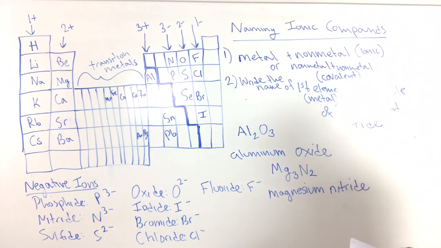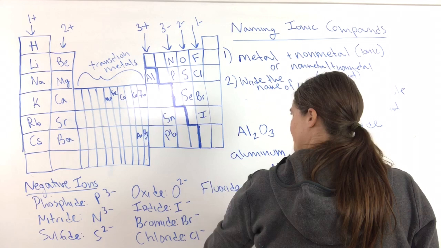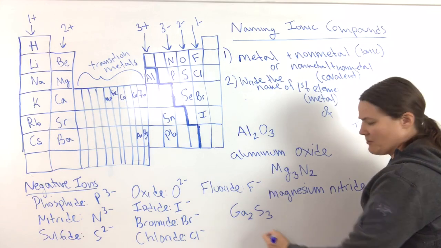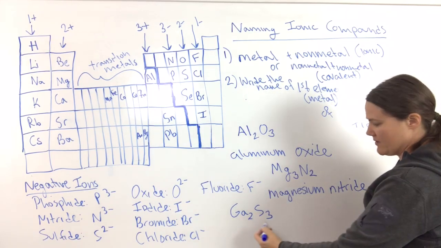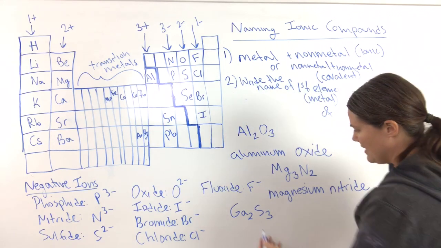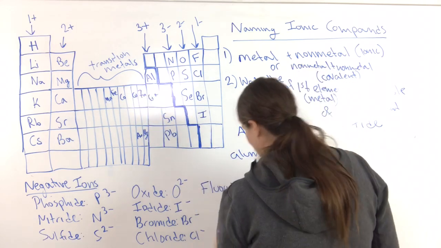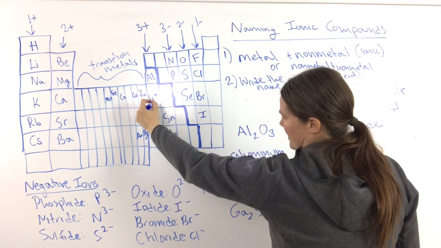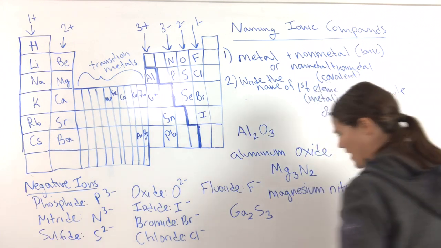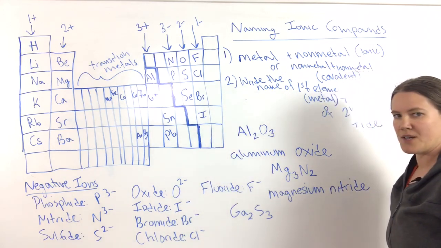Now let's do this one. So we have Ga2S3. First of all, we want to figure out if we have an ionic bond with these. So do we have a metal and a non-metal, or do we have two non-metals? So we look up gallium on the periodic table. I don't have it written in, but it's actually right there. So this is a metal. So gallium is a metal. And sulfur is a nonmetal. So we have a metal and a nonmetal. So this means that this is forming an ionic bond.